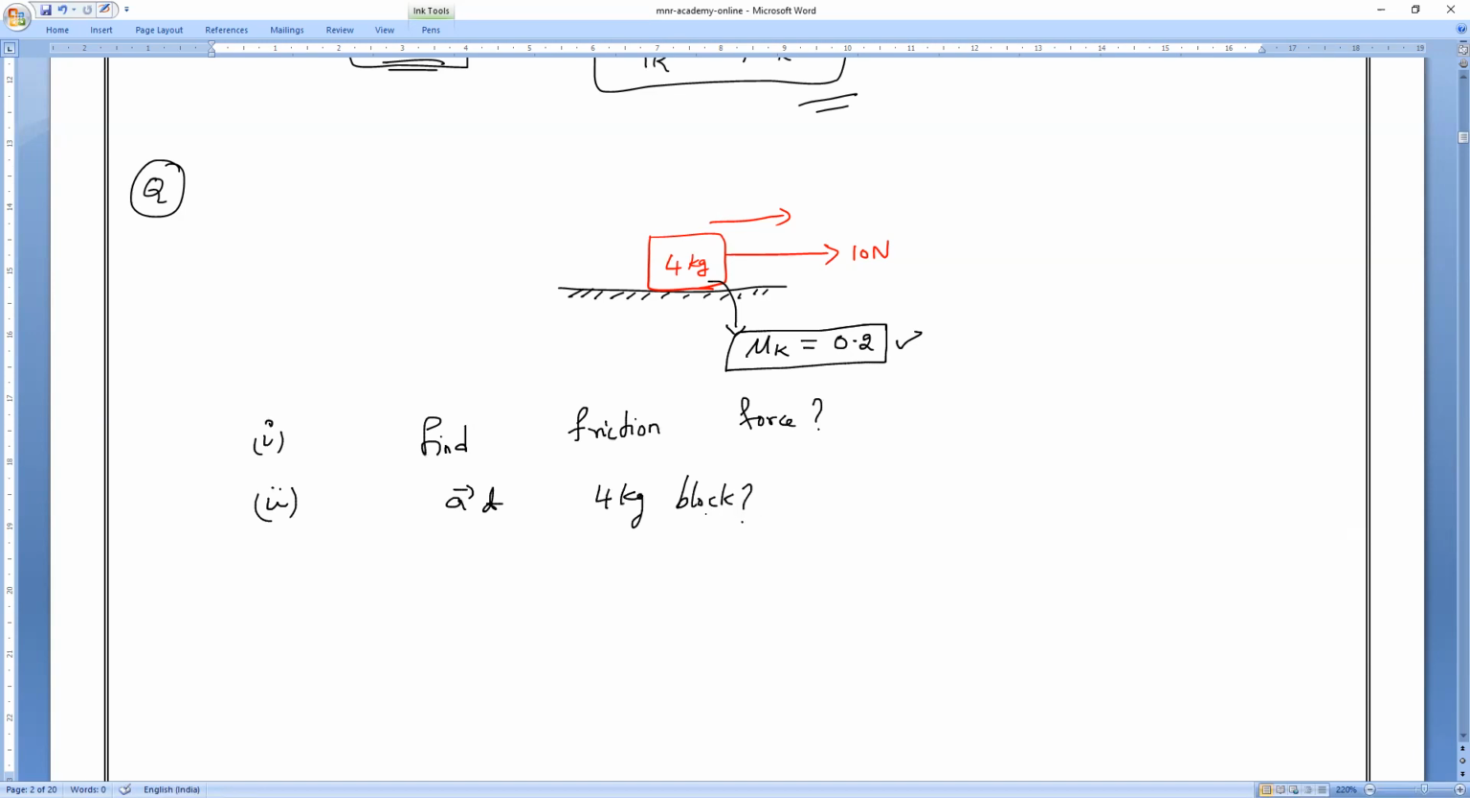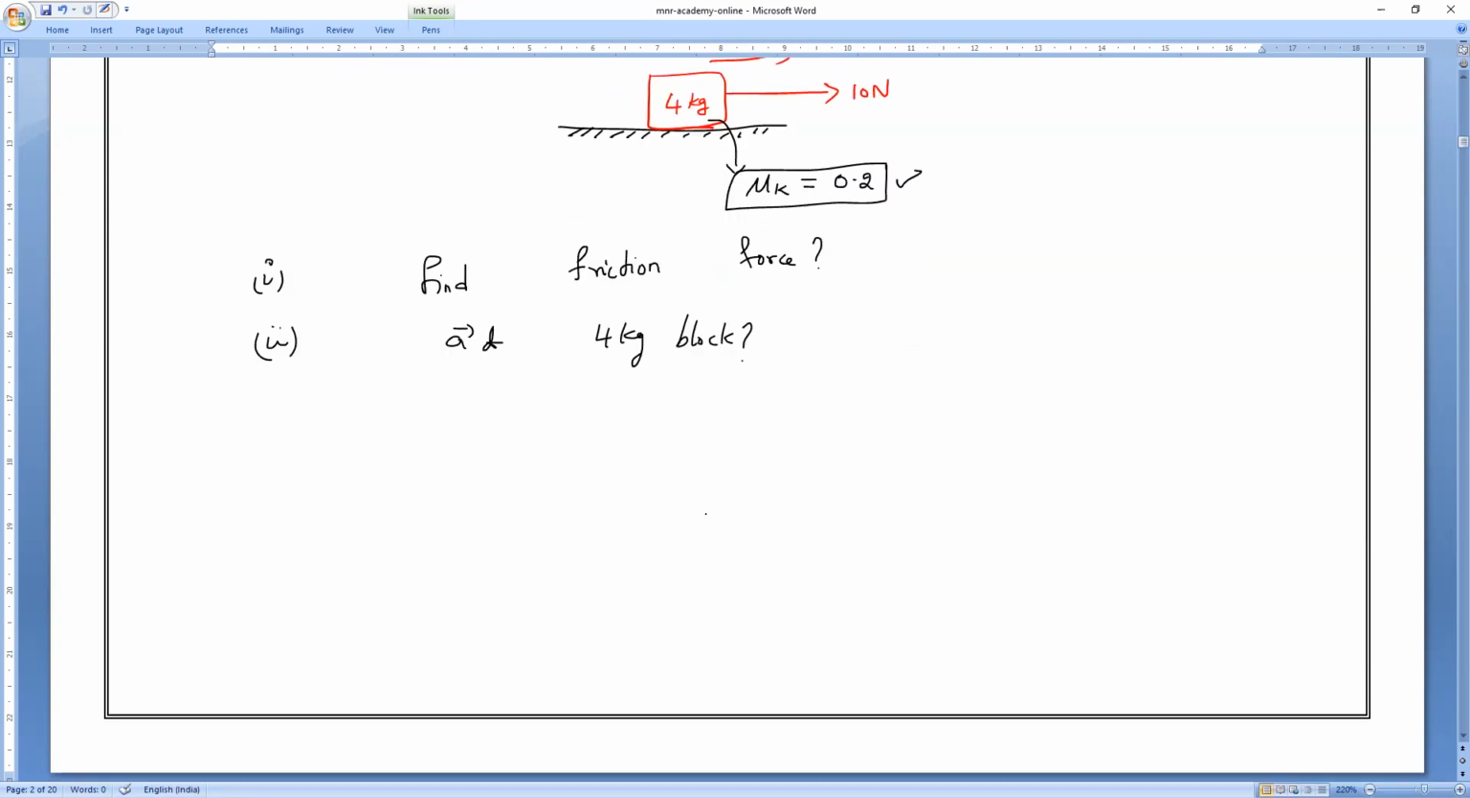Can anybody tell me how to find it? It is very simple, which we are already familiar with from free body diagrams. What is the formula for kinetic friction? Find the frictional force Fk. Fk is equal to mu k into n. So we first need to know n. The mu k value we already know. How much is it? 0.2. N I want to know.